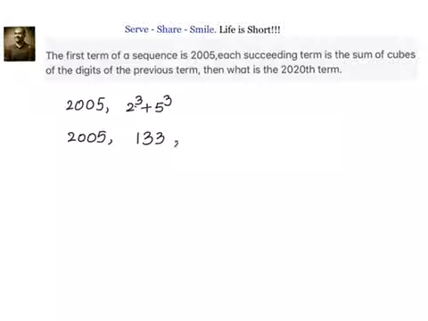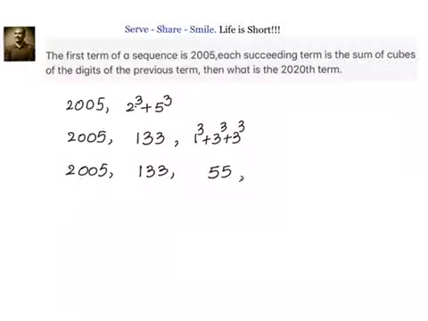My next term will be again the cubes of this, that is 1 cube plus 3 cube plus 3 cube. Let us try to understand what it is. First term is 2005, second term is 133, and the third term is 3 cube is 27, 27 plus 27, 54 plus 1 is 55, and the next term will be nothing but 5 cube plus 5 cube.